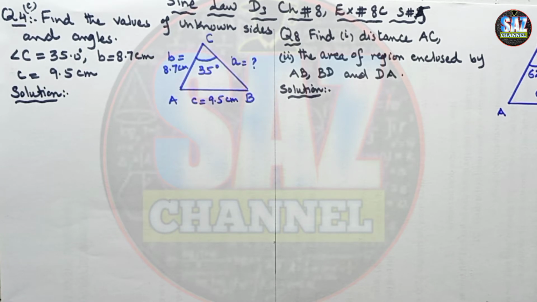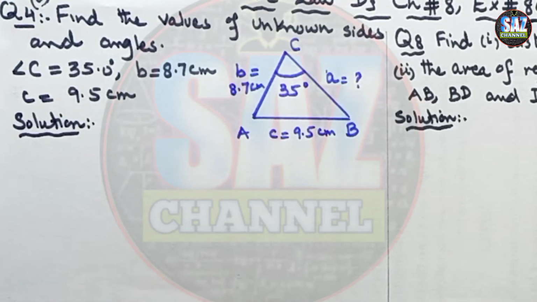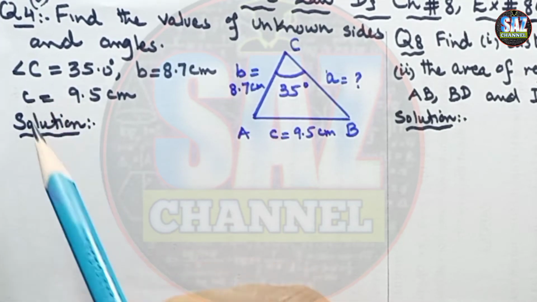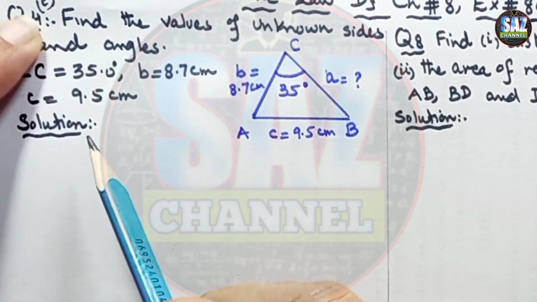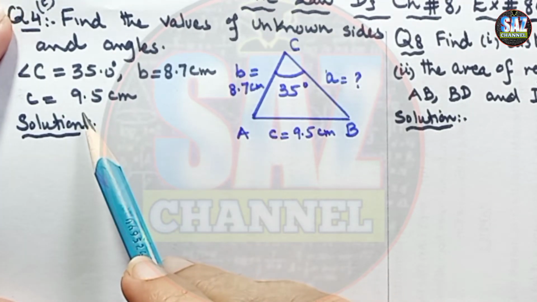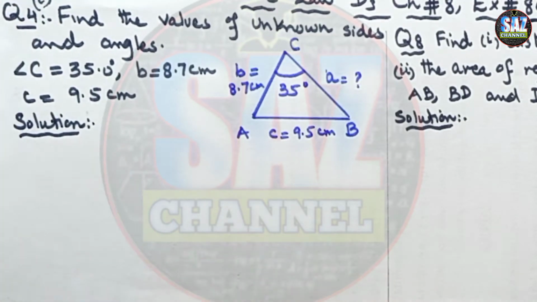In this lesson, I'll begin my class with question number 4, C part. Let me read the question from the book. Question 4 says that for each of the following triangles ABC, find the unknown angles and sides. In part C, the given angle is angle C, that is 35.0 degrees, length b is 8.7 and length c is 9.5 centimeters.